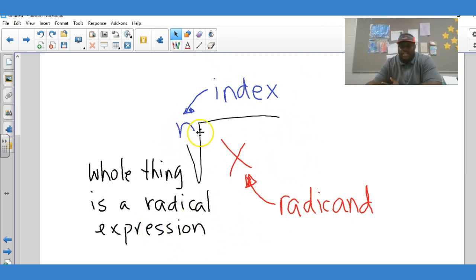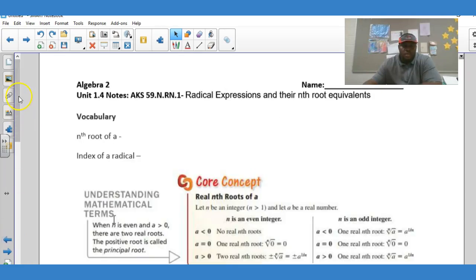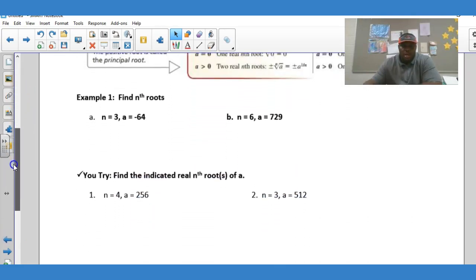But the index tells us, let's say hypothetically we had 3 cubed. Well, the index will be 3, because 3 cubed is 27. This told us that there's a number that was multiplied by itself 3 times to get this number. So let's go and look at some examples.